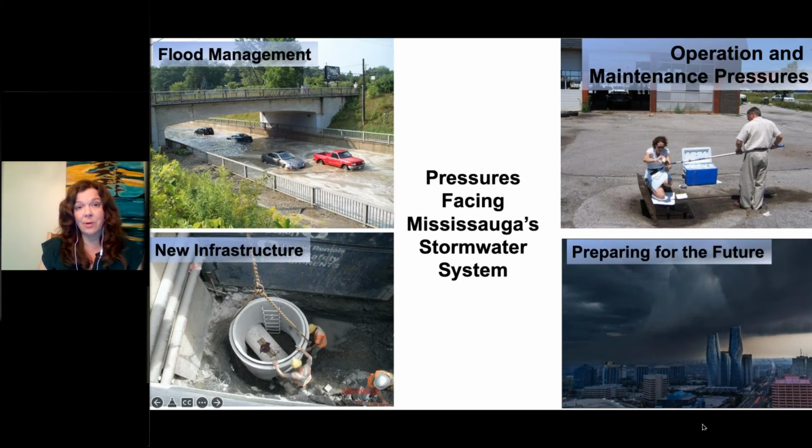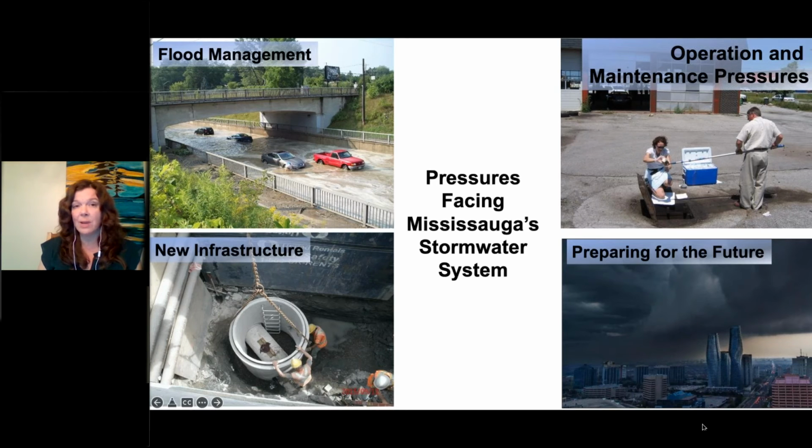Now, we knew what the pressures were that were facing our stormwater system. So the big reason that we really looked to move towards a user fee model was because of flood management. We were certainly prone to both riverine flooding as well as urban flooding, and that was a really big issue for us. We also knew that we were going to have to implement some really big infrastructure projects to deal with that flooding, and we also knew that because Mississauga was built out at a relatively short period of time, all of our infrastructure was aging at the same time. It was going to need renewal within a relatively short period of time.